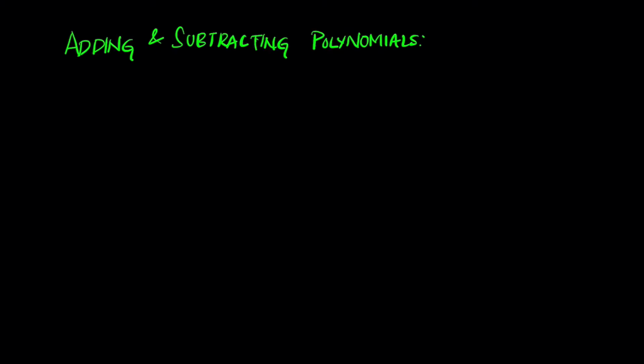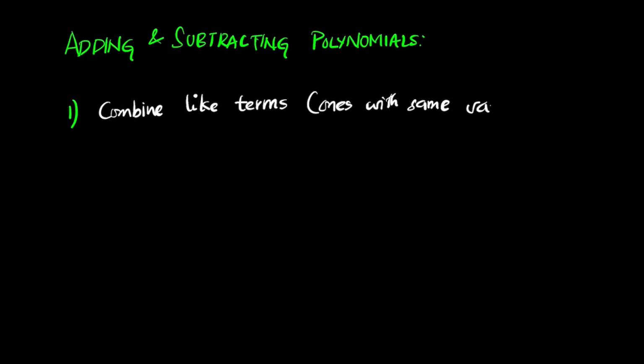How do you add and how do you subtract polynomials? There are simply two steps, either to add or subtract. So the first step is combine like terms. Like terms are the ones with the same power, so ones with the same variable power.